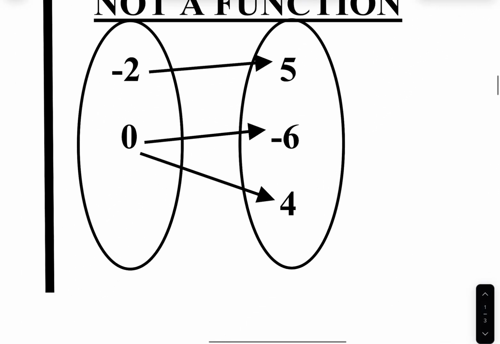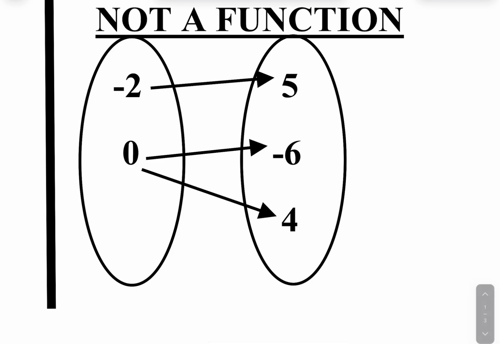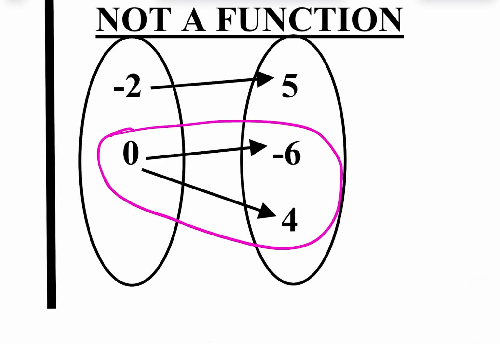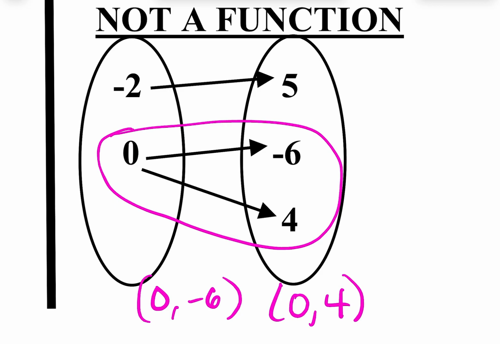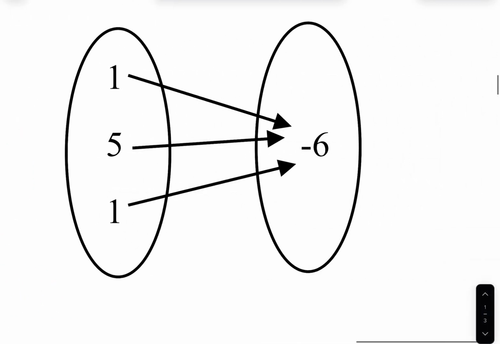But if I'm looking at not a function, 0 goes to two different things. So if I was writing that as an ordered pair, 0 is going to two different things. So that 0 value was repeated.